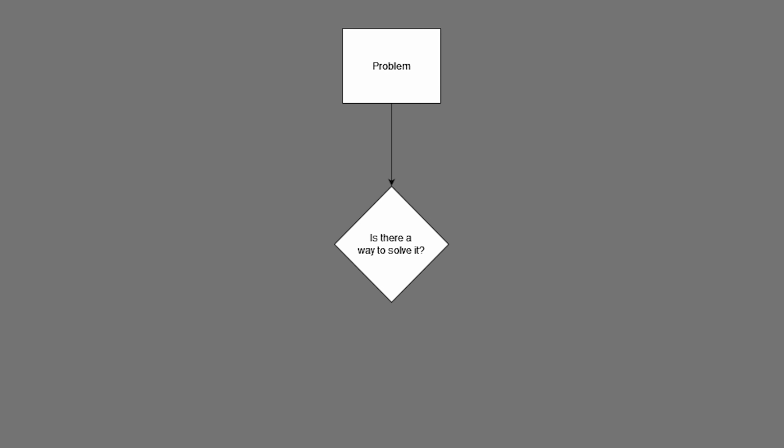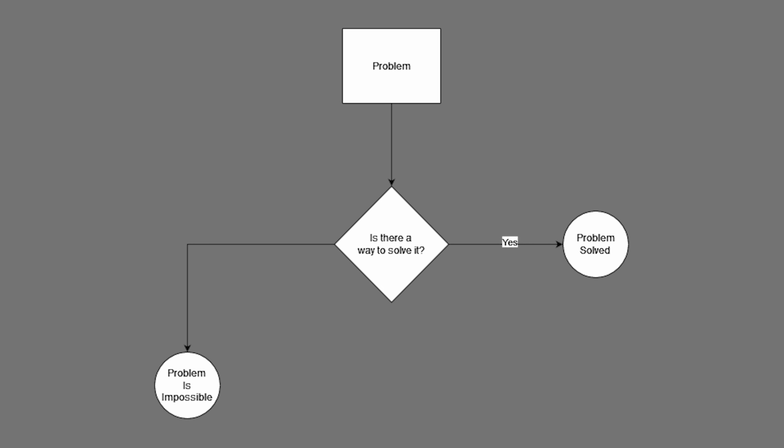Then, if in our current model there is no way to solve that problem, we have two choices. One, give up and just assume that the problem is impossible, or reinvent the model and add something new that seems ridiculous but in reality could help you solve it.